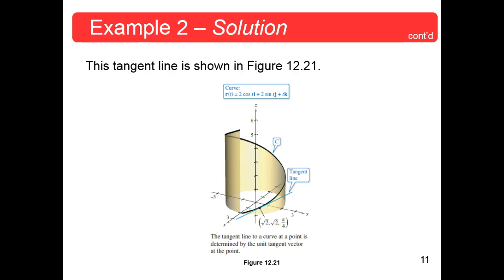90-degree angle there. The tangent line to the curve is determined by the unit tangent vector at the point. So there's the tangent vector, divided by its magnitude to get the unit tangent vector, and the tangent line would be the parametric equation at that point with that direction, okay, which we just did.